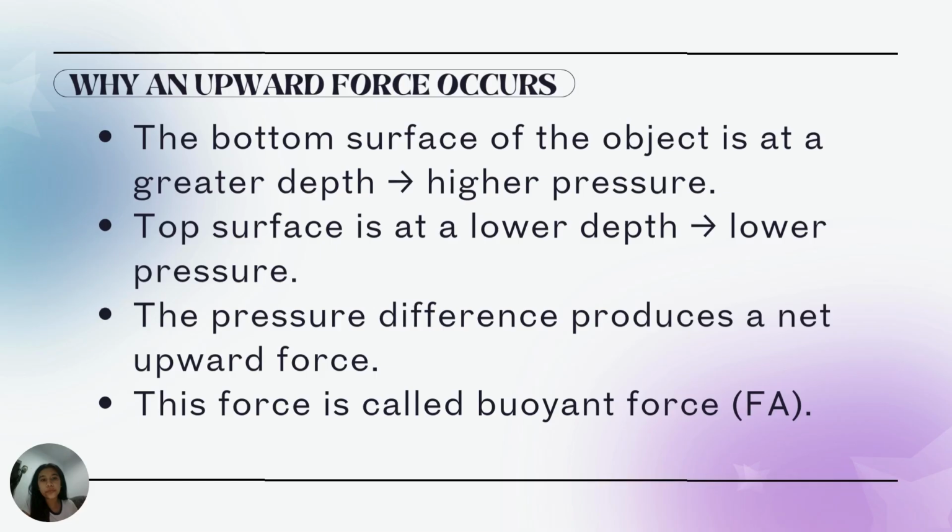Why does an upward force occur? The bottom surface of the object is at a greater depth, so higher pressure. The top surface is at a lower depth, so lower pressure. The pressure difference produces a net upward force. This force is called buoyant force.